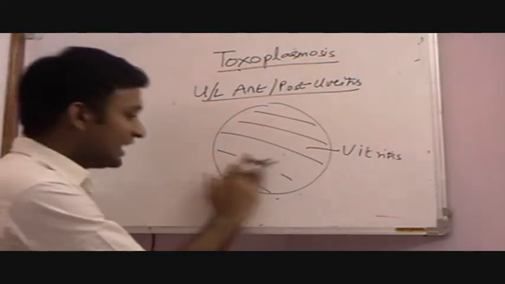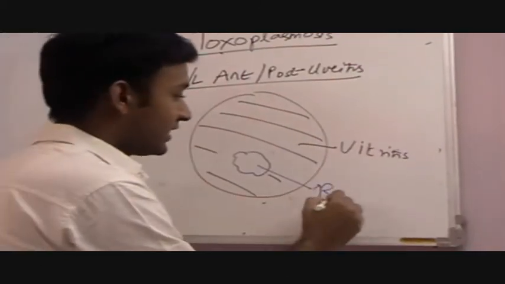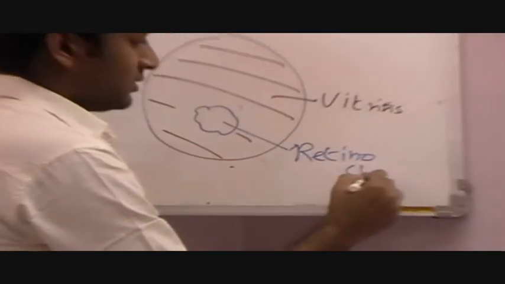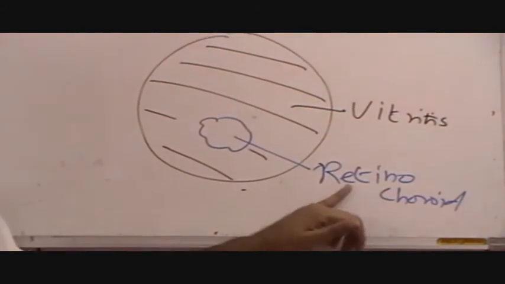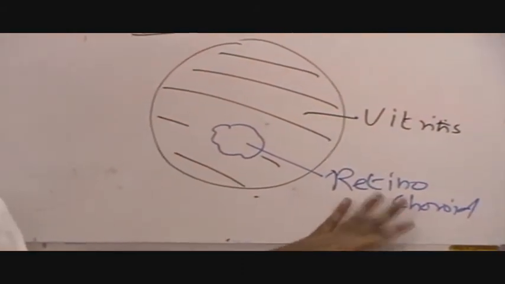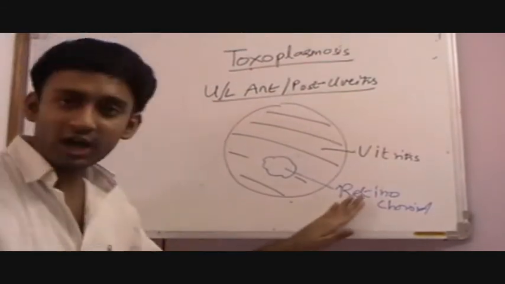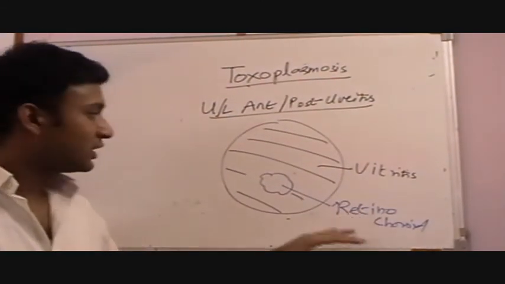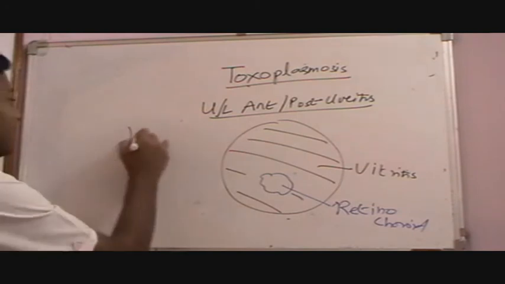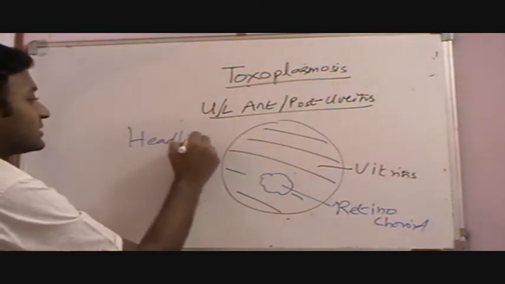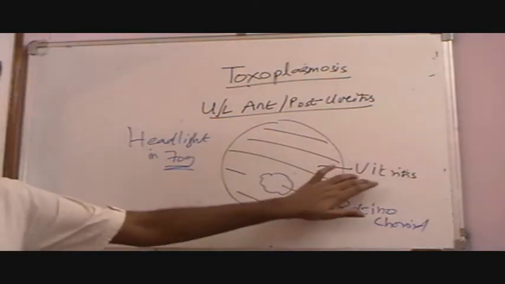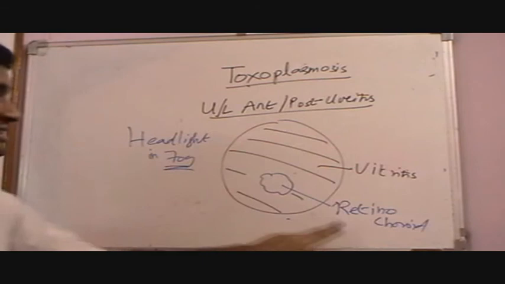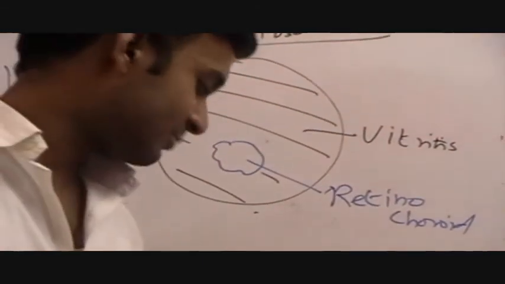There you can find a yellow lesion. It is retinochoroiditis. Not much difference; the choroid is less involved compared to the retina. So this retinochoroiditis is the main pathology. It is a focal necrotizing retinochoroiditis. This is what gives the headlight in fog appearance. So what is the fog? The fog is the vitritis, the vitreous haze. What is the headlight? This is the retinochoroiditis. So headlight in fog appearance is seen in toxoplasmosis.